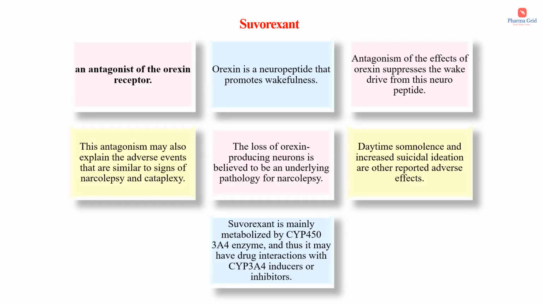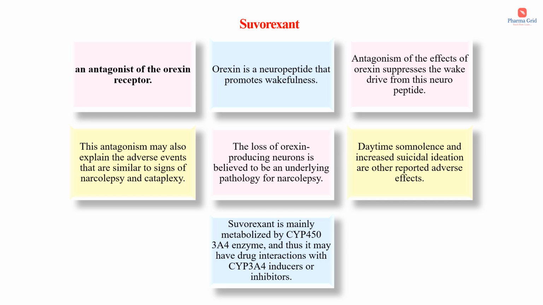Okay, so the last drug that comes under this class is suvorexant. It is an antagonist of the orexin receptor. Orexin is a neuropeptide that promotes wakefulness. So the antagonism of the effects of orexin suppresses the wake drive from this neuropeptide. So suvorexant is an antagonist of the orexin receptor. What will this orexin do? It promotes wakefulness. Okay, so suvorexant, by antagonizing this orexin receptor, will promote sleep.